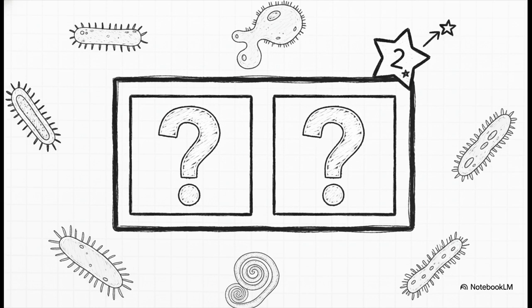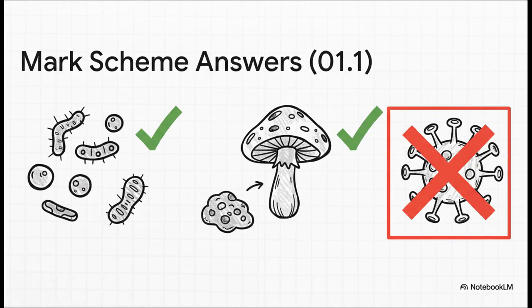So, what does the mark scheme want to see? And there you have it, straight from the horse's mouth. The mark scheme says bacteria and fungi. Simple as that. But wait, check out the extra info. They'll allow mold, makes sense, it's a type of fungus. But look at this, do not accept viruses.